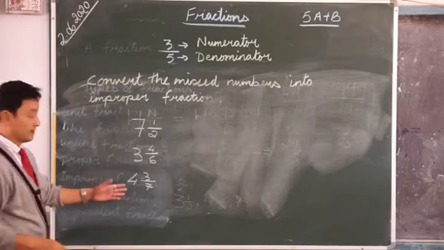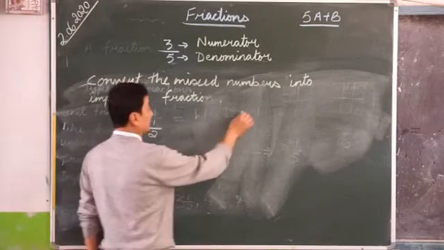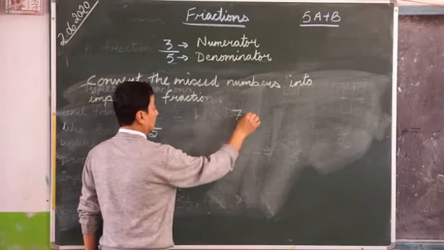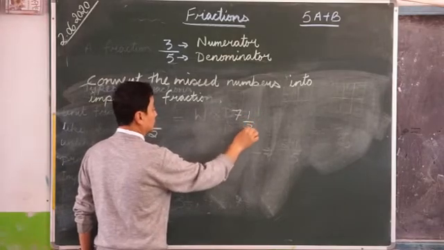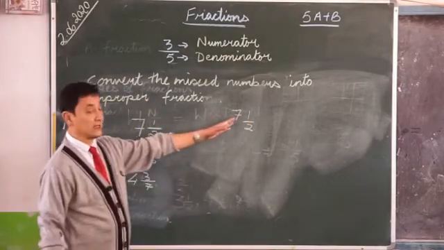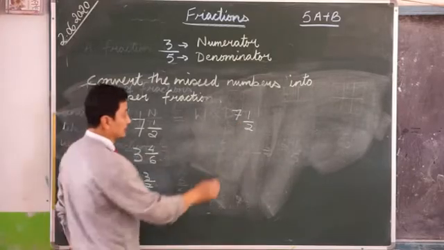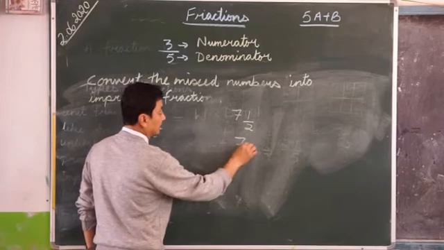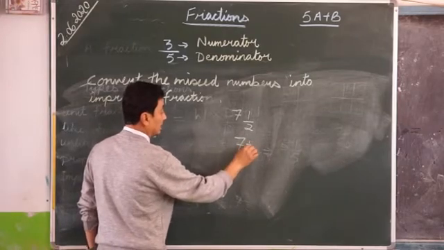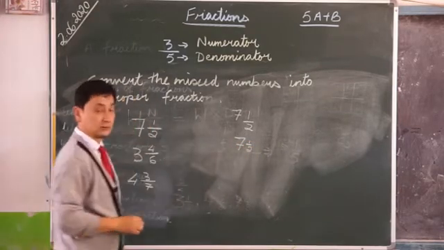See how I have written the whole number. I have not written like this: 7, 1 upon 2. When you write it like this, it looks like 71 upon 2. Yes or no? So make sure that you write it properly. 7 big, in the middle, line, 1 upon 2. See, it looks so nice, no?